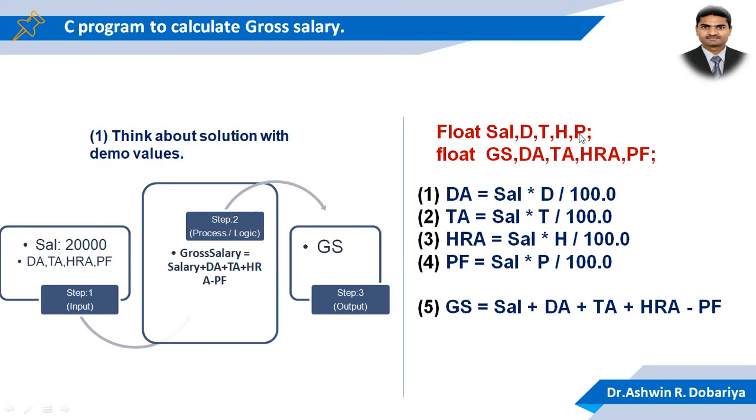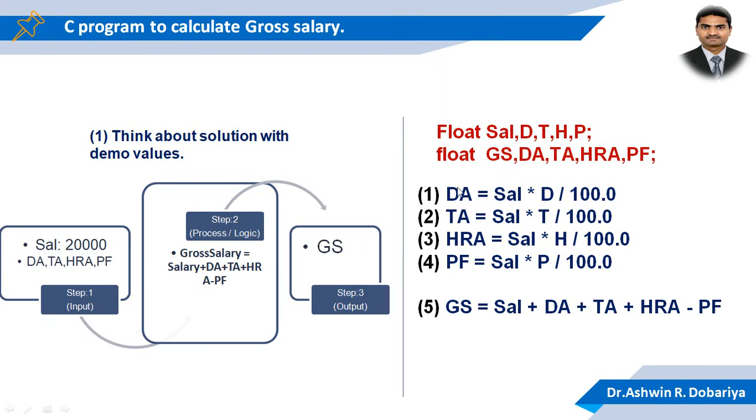Here DA, TA, HRA and PF will be input in percentage form, like 10%, 15%, 5%. Another variable is GS, the gross salary, which is a calculated value. Then for DA, suppose we input a 5% DA, then what is the 5% amount of DA in rupees? So here we need DA in rupees, TA in rupees, HRA in rupees and PF in rupees. So in total we require to declare 5 plus 5, 10 variables over here.